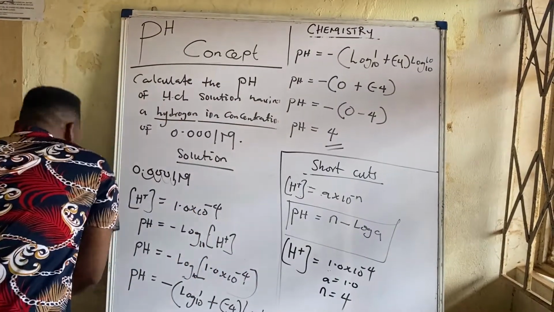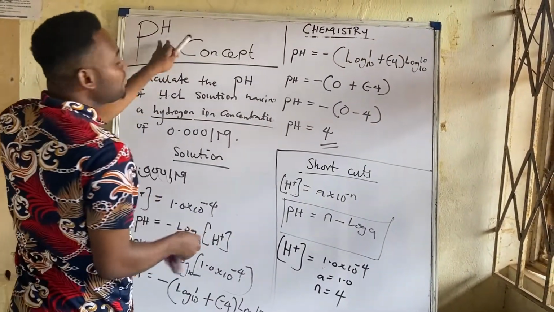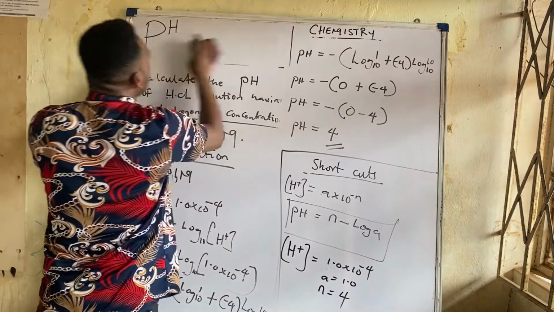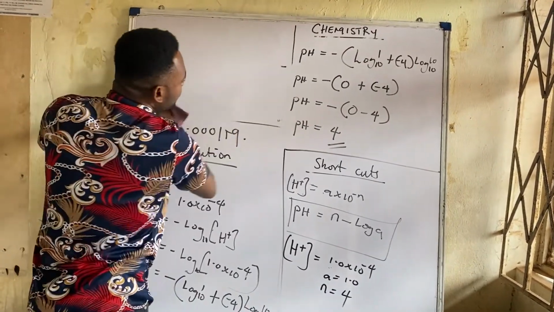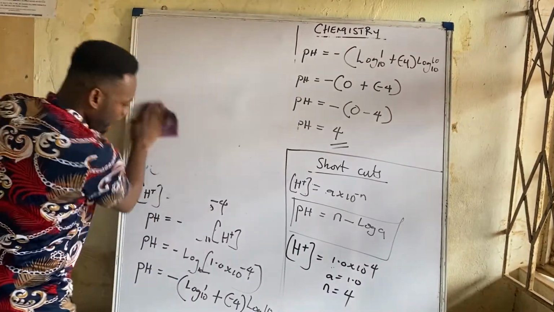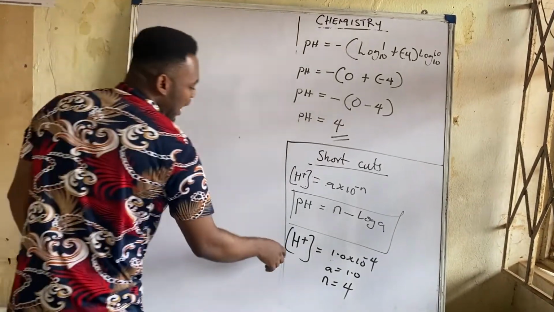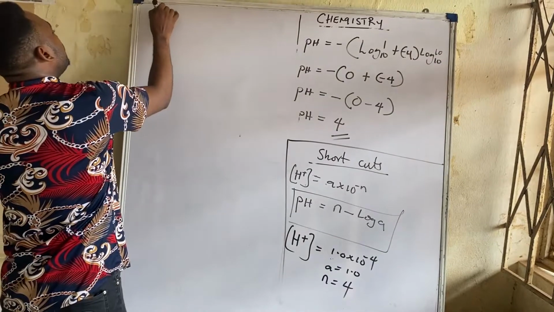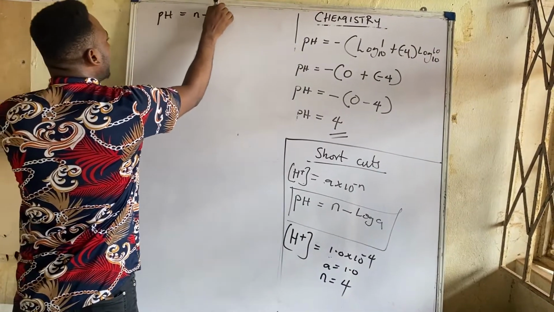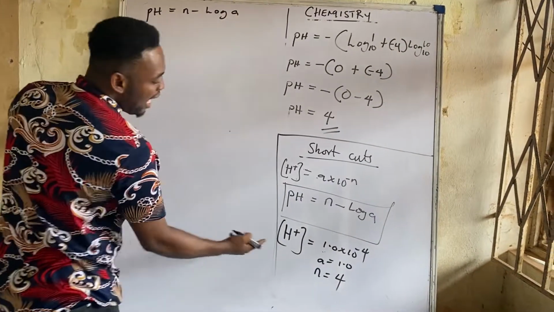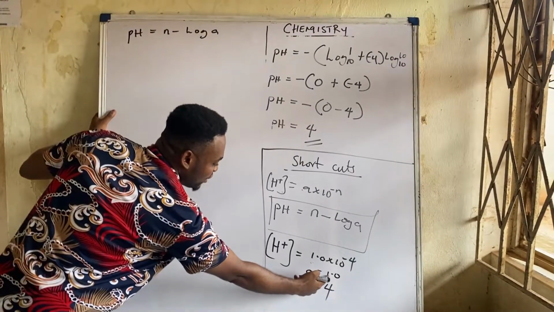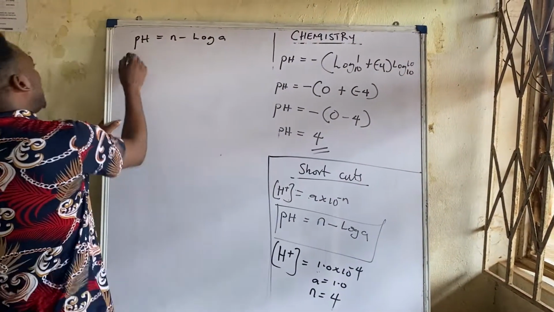So I'll finish up this calculation here. Now, I said we can use pH is equal to n minus log A. And our A is what? 1.0. What is our n? 4. So I can get my pH.